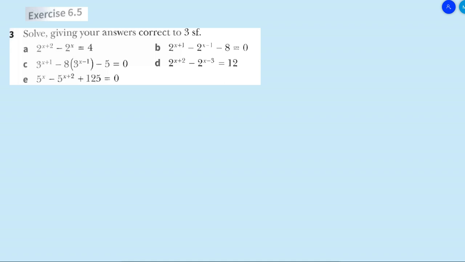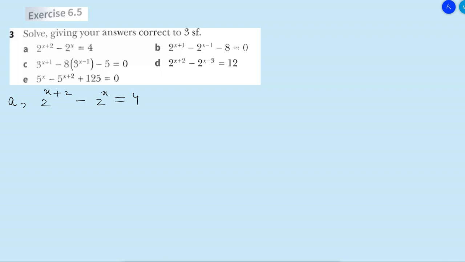This is question number 3. There are part A to part E, 5 parts in this question, and we will do all parts. No problem. Very easy. Question number 3, part A. Solve giving your answer correct to 3 significant figures. Part A is 2 power x plus 2 minus 2 power x is equal to 4. Very easy.